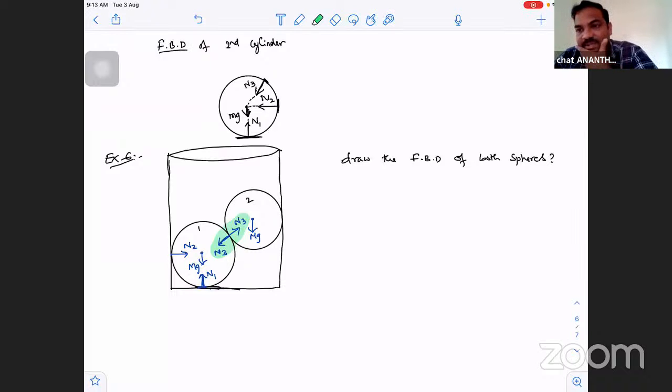So all of you understood why I have taken N3 and N3 same? See, N3 and N3 is same or not? All of you understood? What, Gautam? What are you asking? We are talking about only forces acting on the spheres.